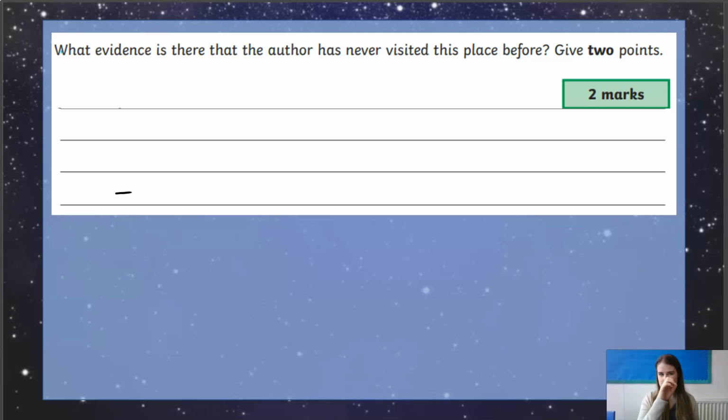Okay, so what evidence is there that the author had never visited this place before? So let's look at the keywords. We're looking for evidence. We need to find clues from the text to help us, and it's to prove that the author had never visited the place before. Okay, so looking for clues that it's their first time. Okay, we need to give 2 points to this.